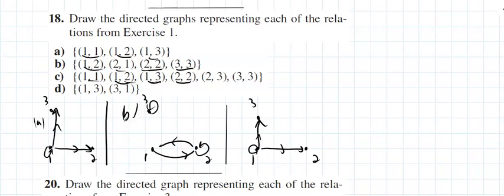Okay, 2 goes to itself. 2 goes to 3 and 3 goes to itself. By the way, when 3 goes to itself, that's like when you hit refresh on your website. You ask it to reload itself. That's what that means.